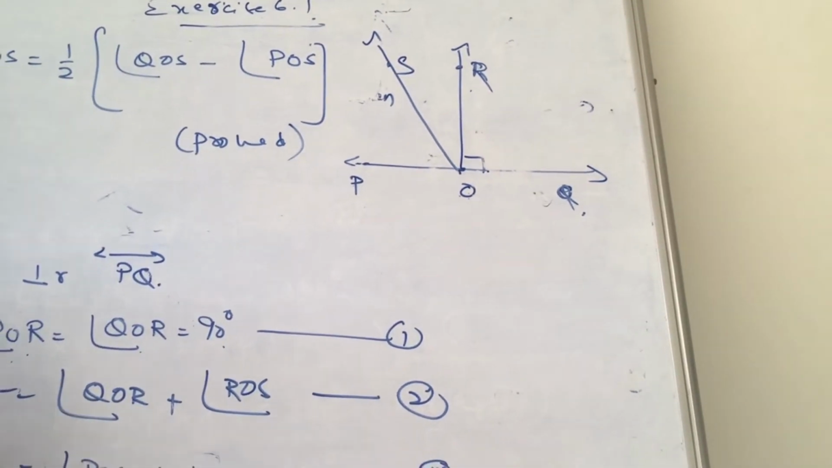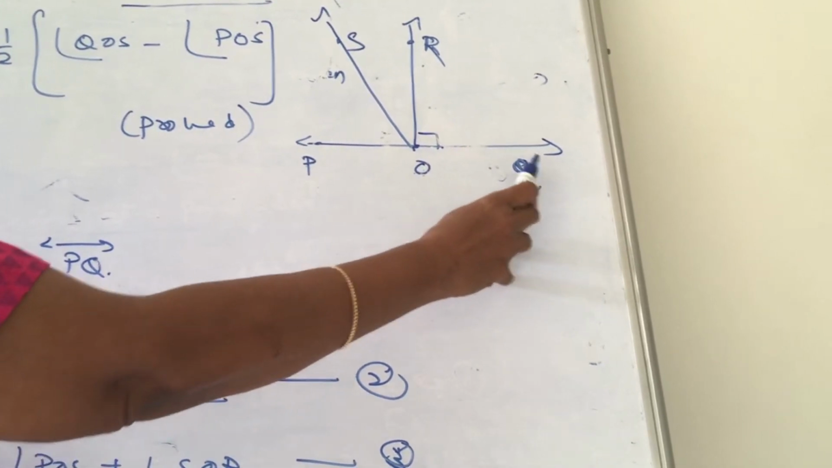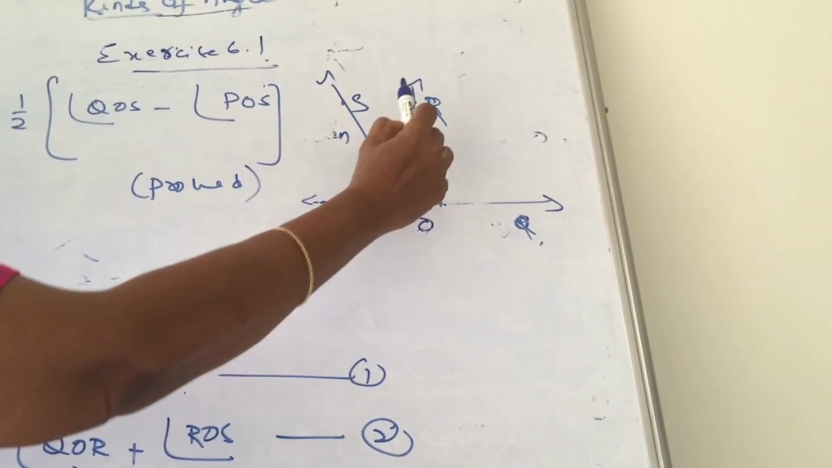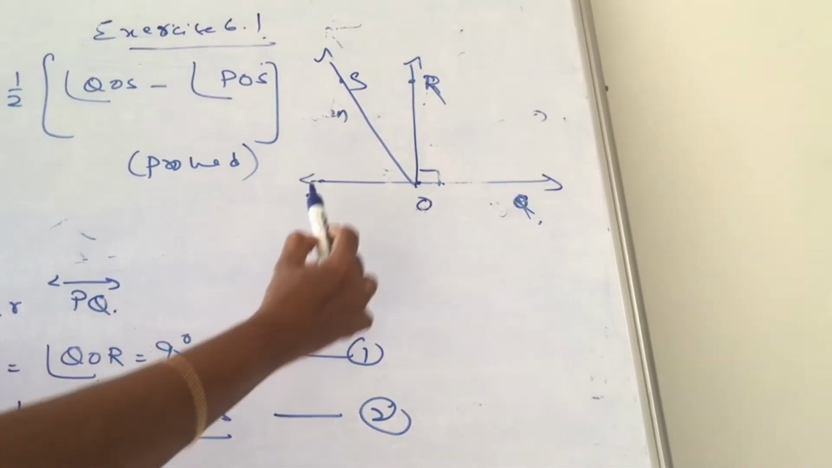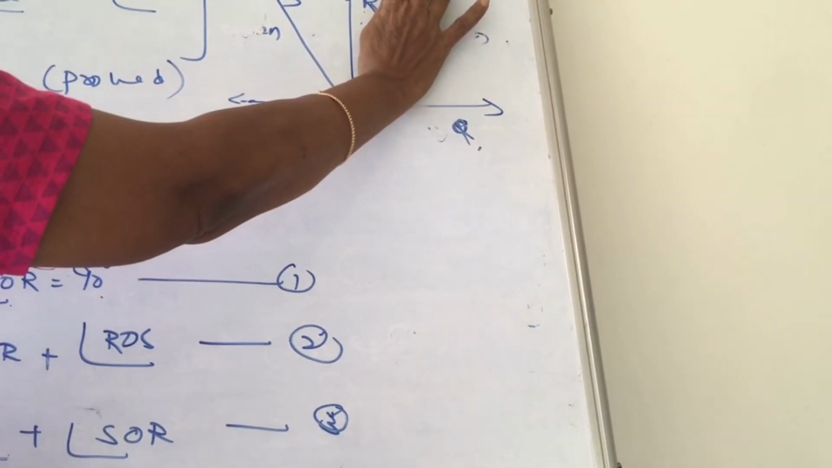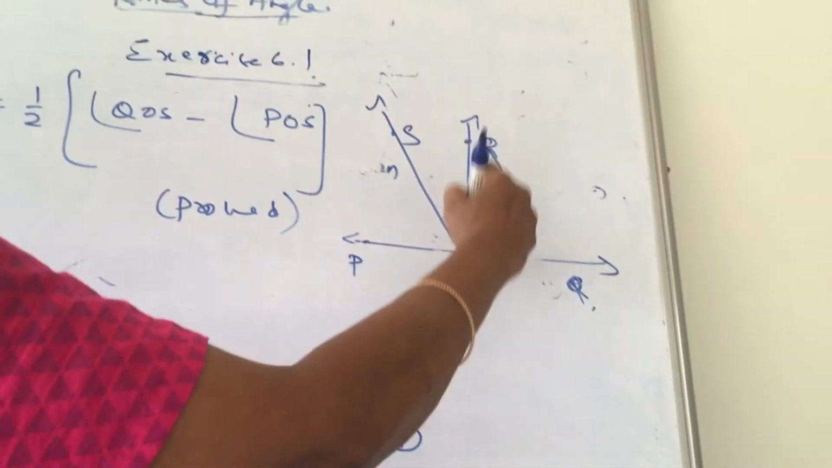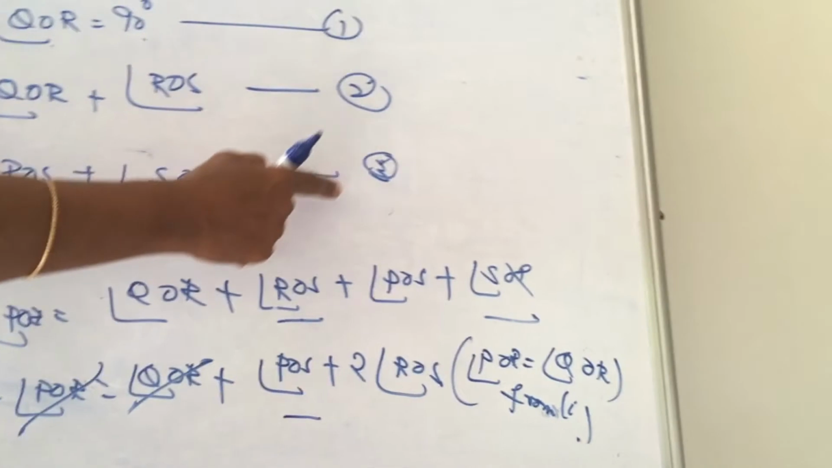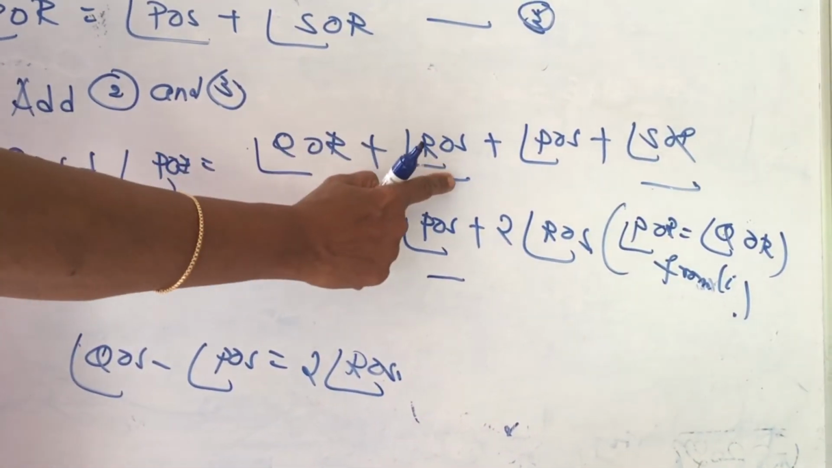Second one, children, angle QOS. Name the angles in angle QOS. Angle QOR, angle ROS makes angle QOS. And what makes angle POR, children? Name the angles in POR. Angle POS, angle ROS. So two equations we have got. Adding 2 and 3. Add and observe carefully.